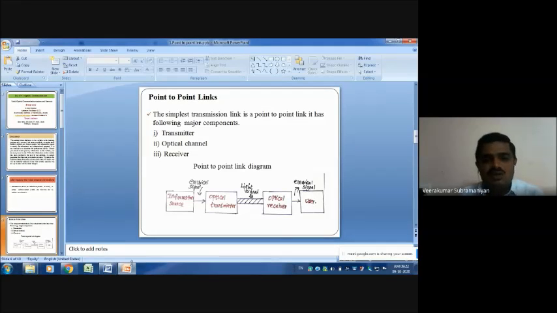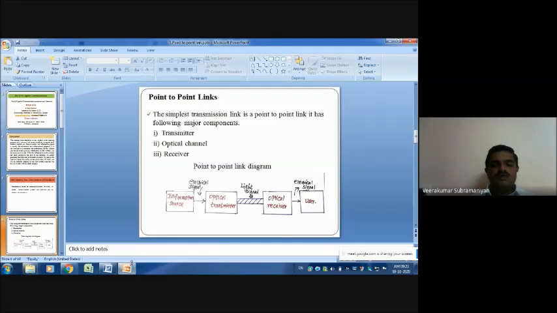Now let us look into the point-to-point link. This is the first topic of Unit 5. Point-to-point represents the transmitter part and the receiver part. In between the transmitter and the receiver, we need to establish a fiber optical cable. The simplest transmission link is a point-to-point link. It has the following major components: the optical transmitter as well as the optical receiver, and in between, the channel is established, which may be a fiber optical cable.